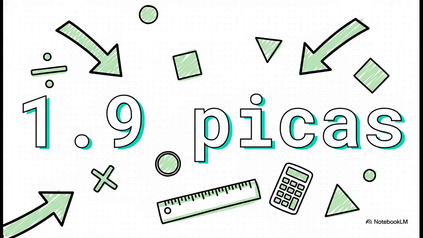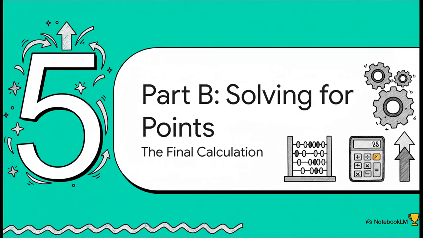And when we run that through the calculator, that's 0.80 divided by 2.54 and then multiplied by 6, we get our answer for part A. The misplacement is 1.9 picas. Awesome! Part A is in the bag.